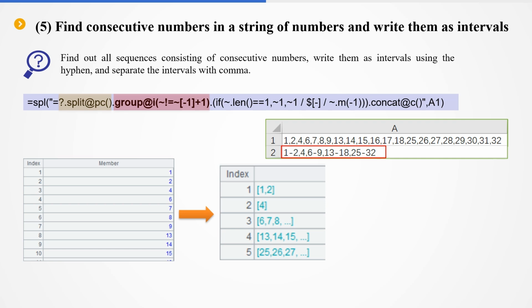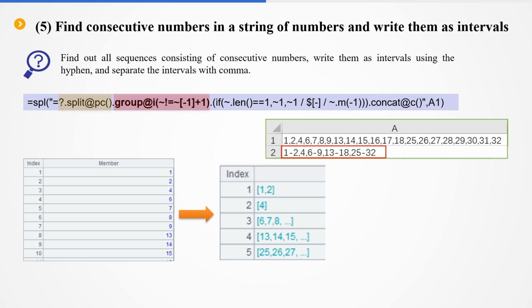In other words, if the current number is not equal to the previous number + 1, it will be put into a new group. If the current number is equal to the previous number + 1, it will be put into the same group. Similarly, we use tilde and square brackets to get the adjacent value. In this way, the consecutive numbers will be put into one group.